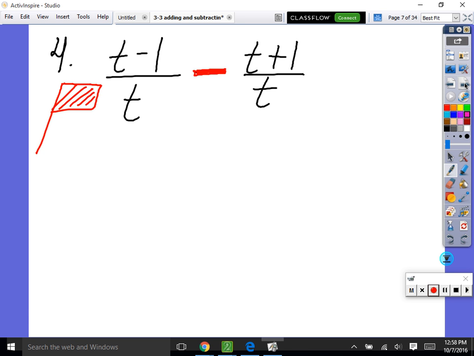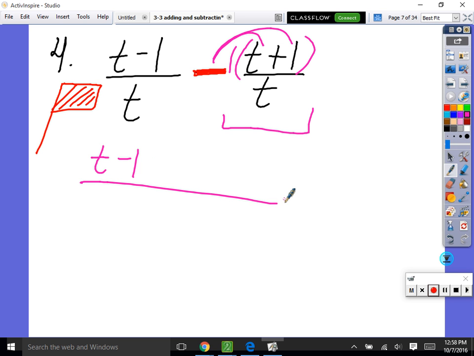Because here's why. We have a common denominator, so we can go ahead and combine the numerator, combine the top. But this is technically negative this entire side. So this is like having parentheses and multiplying by -1. Does everybody understand? You got to distribute that negative through. So on top, we really have this t minus 1 over here. And then over here, we now have negative t minus 1. And then it's all over the common denominator of t.